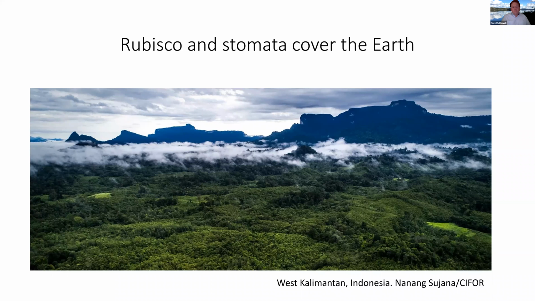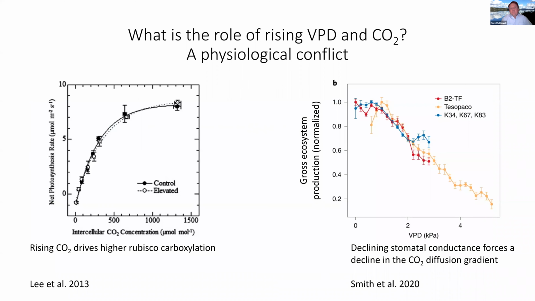Likewise, stomata are all over the Earth and these are the sites of water and CO2 exchange, of course. And so any changes in stomata coverage or stomatal conductance has a huge impact on climate. But what is the role of rising VPD and CO2?